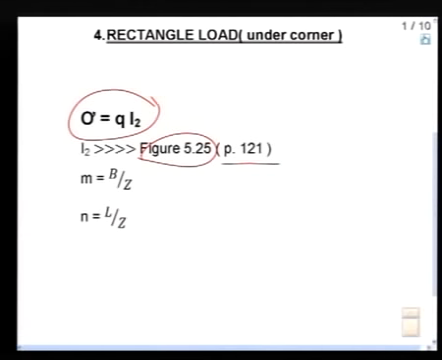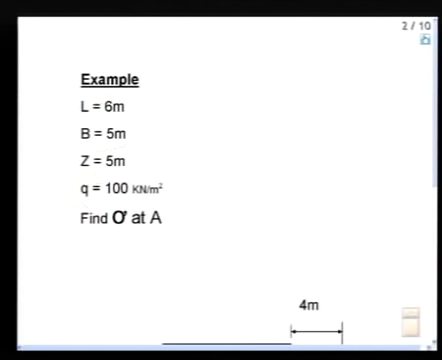Okay. Now, in that figure, we have the value M and the value N. M is B over Z. B is the shorter distance always. And N is L over Z. L is the longer distance of the rectangle. Okay? Now, we have this example.